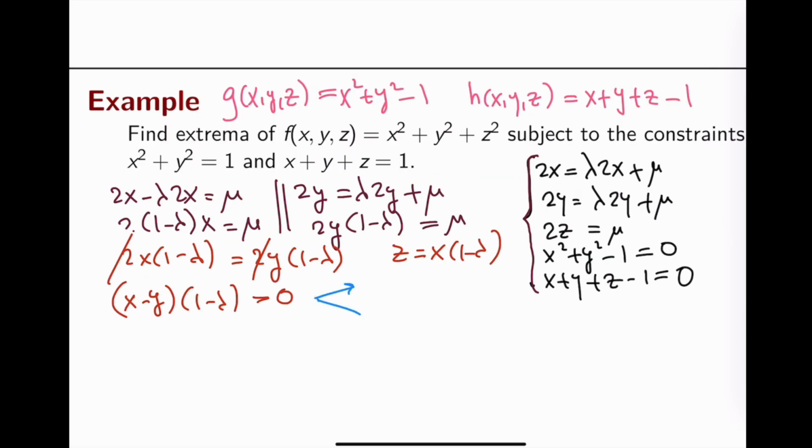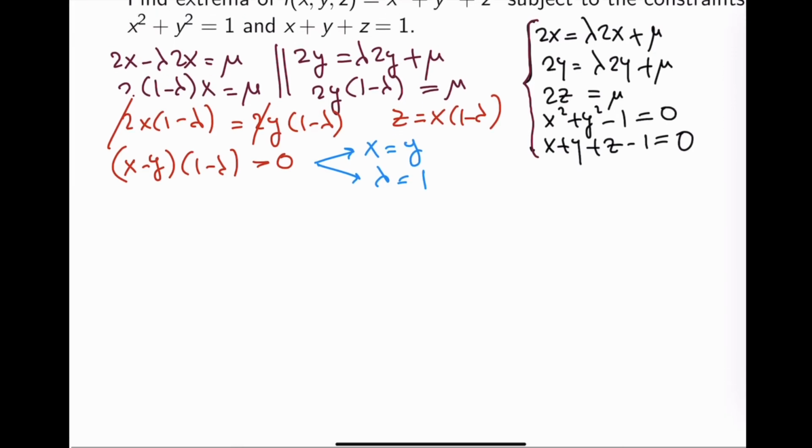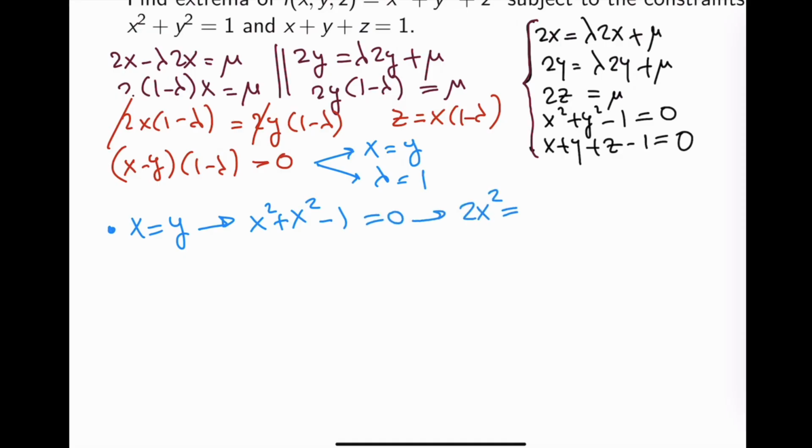From this equation, we get two solutions, right? Either x is equal to y or lambda is equal to 1. So let's follow each of the two paths here. So first, if x is equal to y, then substituting in this equation, we get that x squared plus x squared minus 1 is equal to 0. So that means that 2x squared is equal to 1. And that means that x is equal to plus or minus 1 divided by square root of 2. So we have two possibilities here.